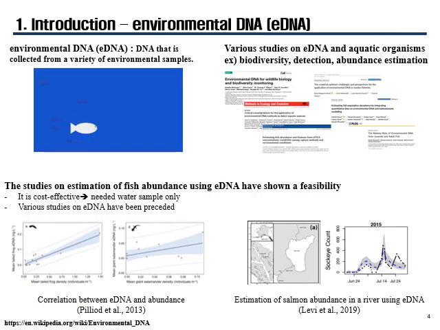Various studies on eDNA and aquatic organisms have been conducted, such as on biodiversity, detection, and abundance estimation. Specifically, environmental DNA is defined as DNA collected from a variety of environmental samples. Studies on the estimation of fish abundance using eDNA have shown feasibility. It shows cost-effective results because it needs water samples only, and various studies on eDNA have been proceeding.